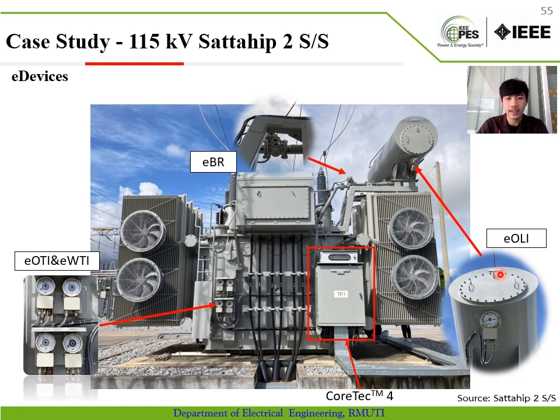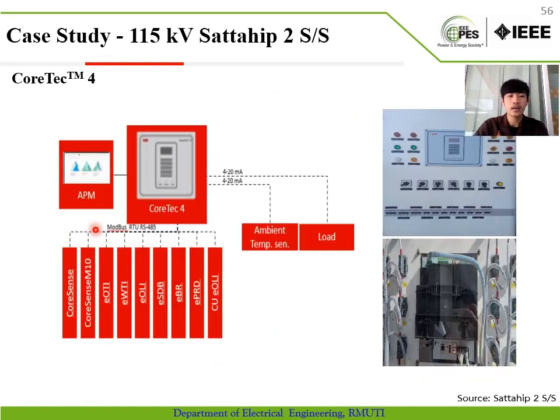and oil level indicator. These are all the sensors utilized at the Sattahip 2 substation, except Concession M10, and all the sensors connect to Cortex 4 by Modbus RTU RS485 to Cortex 4 for diagnosing the aging of the power transformer.